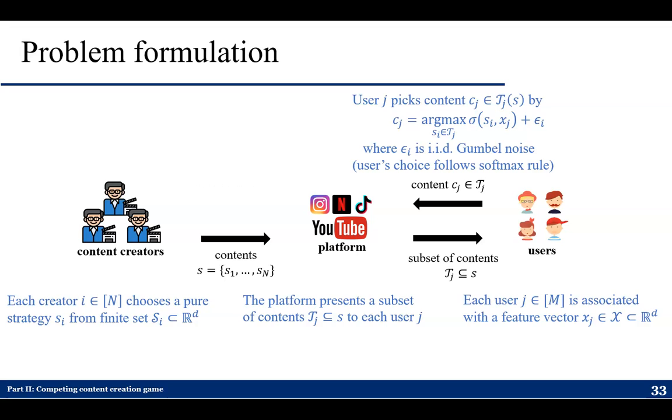Then after the whole process, the platform will also pay the content creators according to some payment rule denoted by P_i. So intuitively, this P_i depends on things like how popular the contents provided by the creators are among the population, and how relevant those contents are.